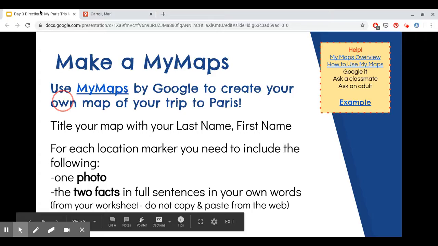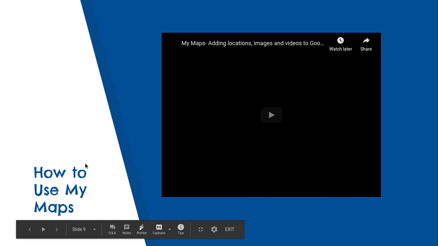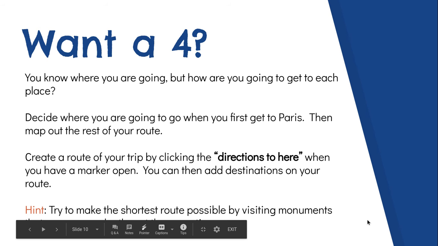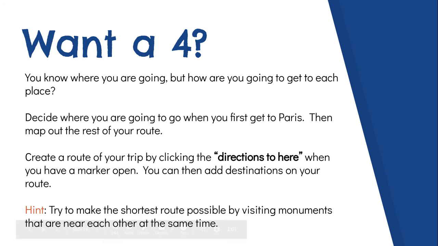There are 2 options if you want to get a 4, so let's look at that. So here's another video of how to use MyMaps if you're still stuck. So want to get a 4, so you know where you are going, but how are you going to get to each place? Decide where you are going to go when you first get to Paris, then map out the rest of your route. So you can create a route of your trip or a route by clicking the directions to here when you have a marker open. And then you can add destinations on your route. And then my recommendation would be to try and make the shortest route possible by visiting monuments that are near each other at the same time.